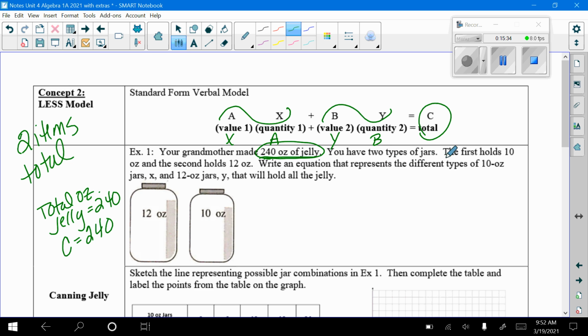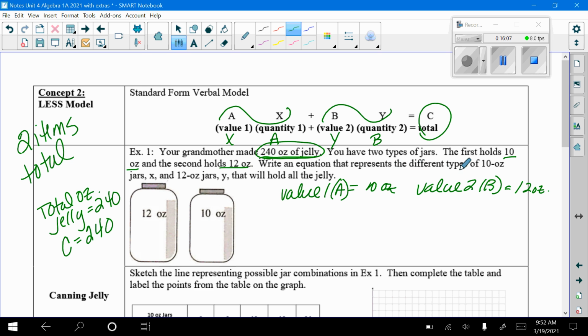You have two types of jars. You have 10-ounce jars and you have 12-ounce jars. So that's the value basically. That's the quantity, that's the amount it holds. But we don't know how many of them we have. So I'm going to say value 1 or A is equal to 10 ounce. And value 2 or B is going to be the 12 ounce.